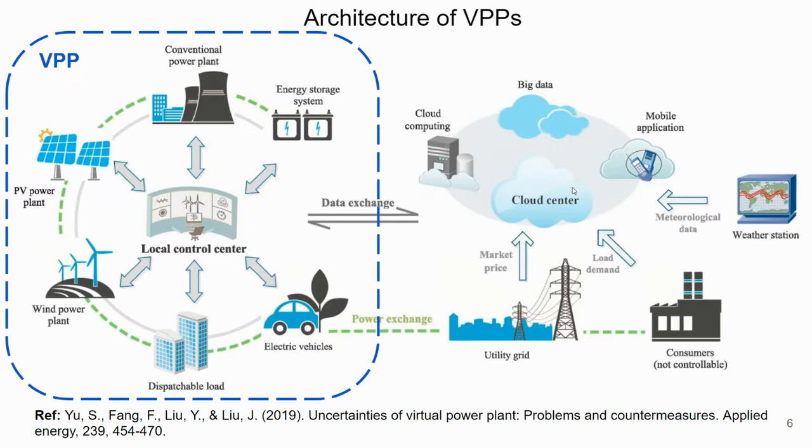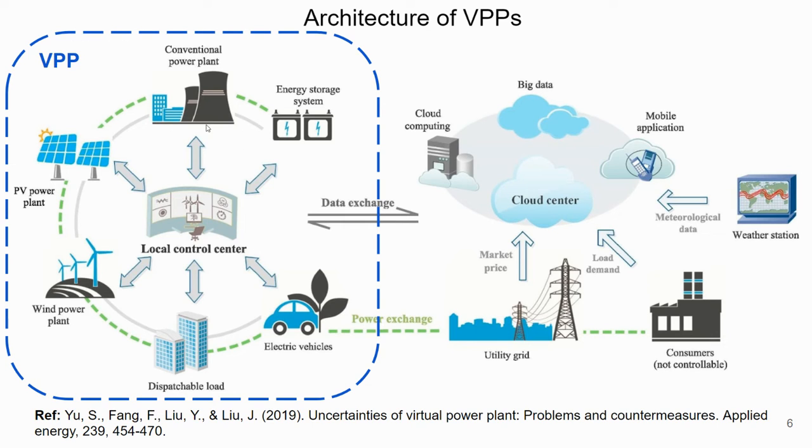So, architecture of VPP. Here you can see in this figure, which is taken from this paper, a typical architecture of the virtual power plant. As you can see, different entities like energy storage, conventional power plant, PV power plant, wind power plant, dispatchable loads, and electrical vehicles are all aggregated and connected through a local control center.